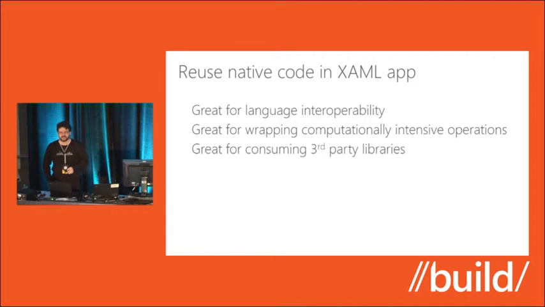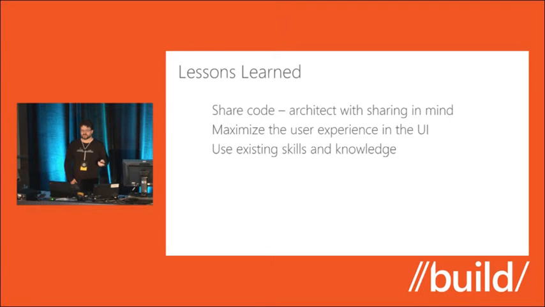You just saw that. If you had some part of your app that was computationally intensive, maybe now is the time to write it in C++, wrap it in a Windows Runtime component, and expose that back to your XAML app. It's also great for consuming third-party libraries, a lot of which may not be written in the same language that you've written your app in. So that's it. They're the sharing techniques we wanted to show you today. And I just wanted to then pass on some of the lessons learned, and hopefully you can use these when you're building your apps too.